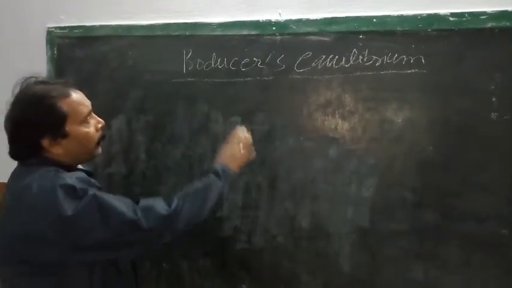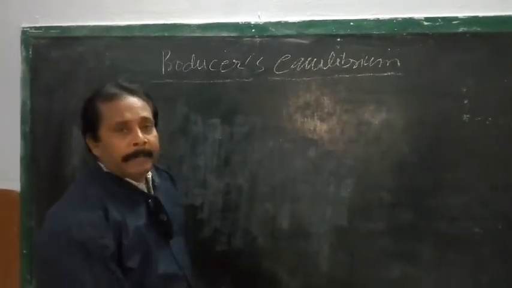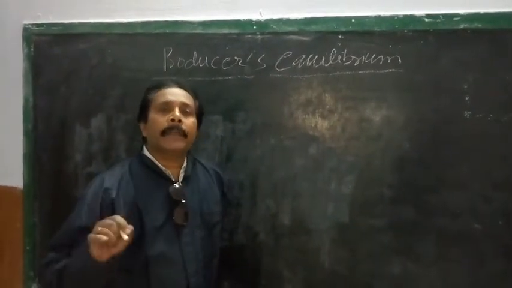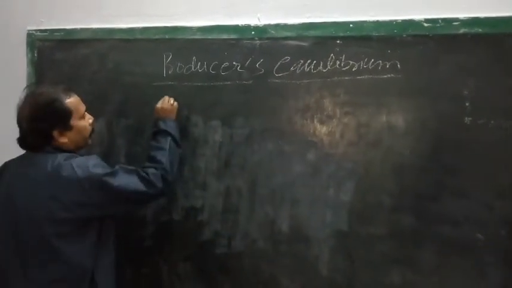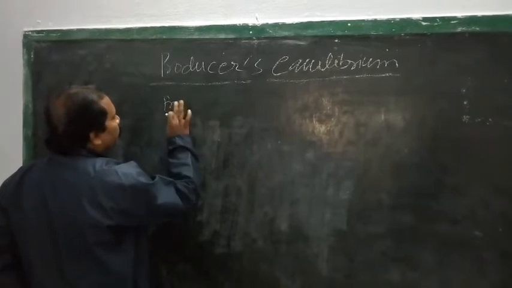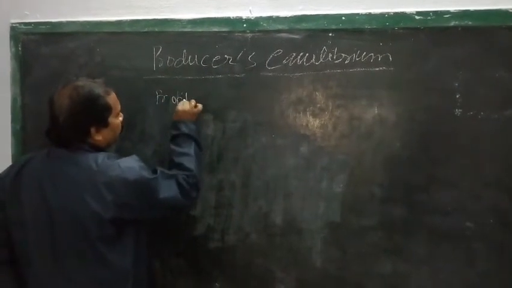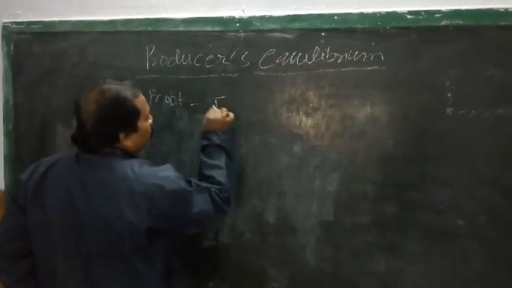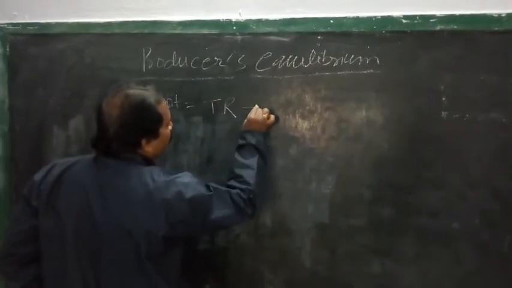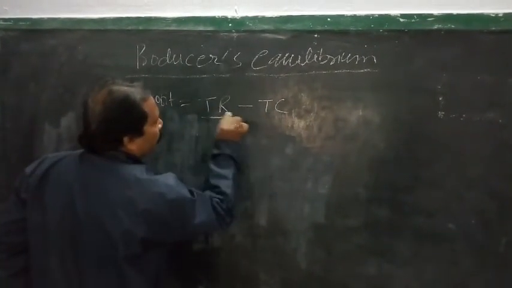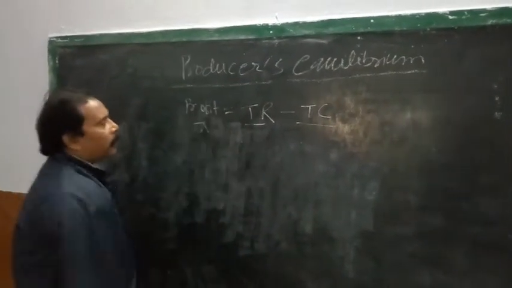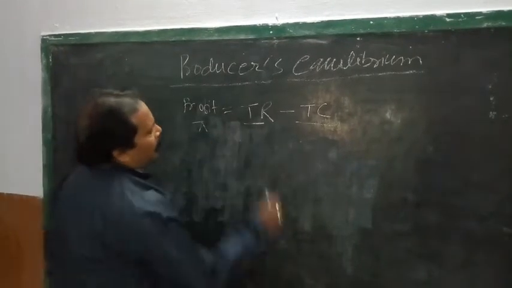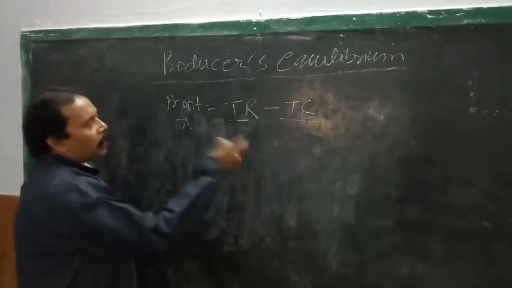Clear? So first of all, you should know that producer's equilibrium means a point where the producer earns maximum profit. Profit is equal to total revenue minus total cost, and we have already discussed that profit is denoted by pi. So pi is equal to total revenue minus total cost.